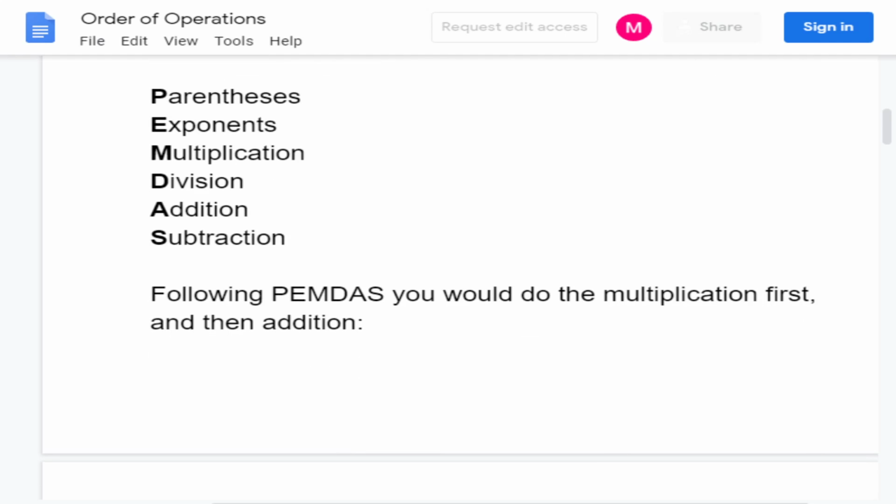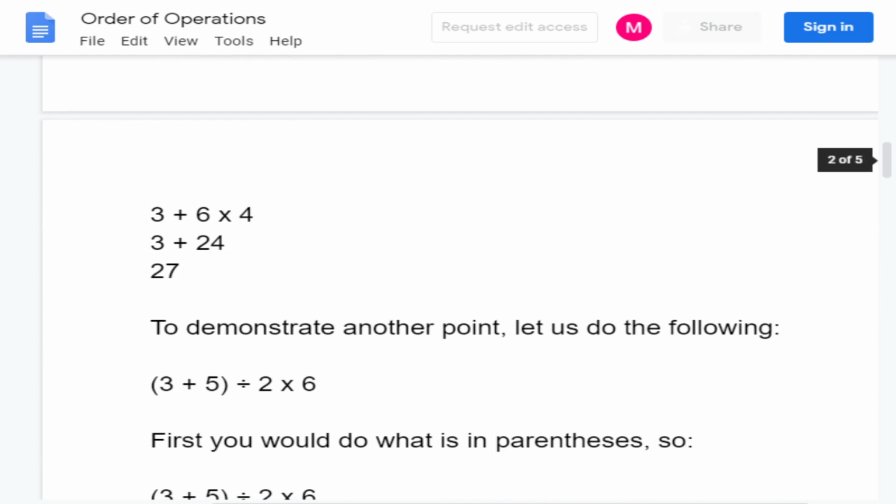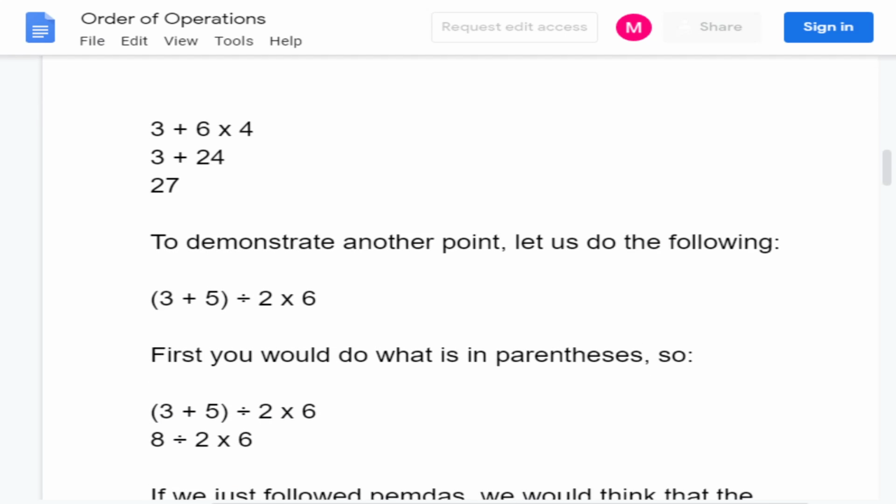Following PEMDAS, you would do the multiplication first and then the addition. So for 3 plus 6 times 4, you would do the 6 times 4 first, get 24, then you would get 3 plus 24 equals 27.